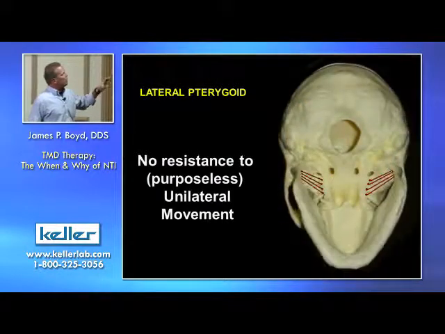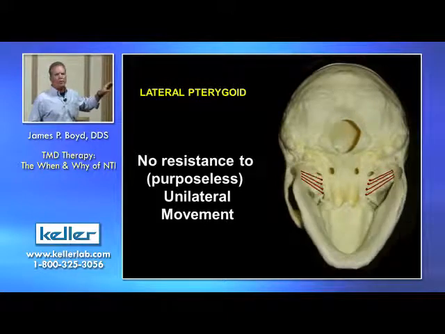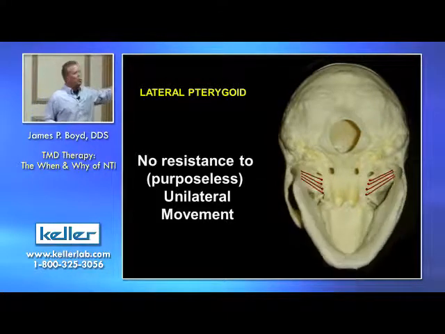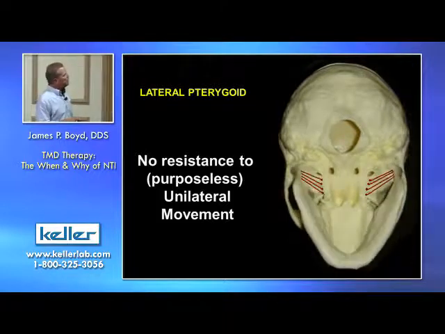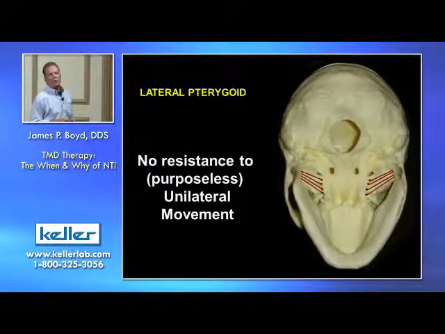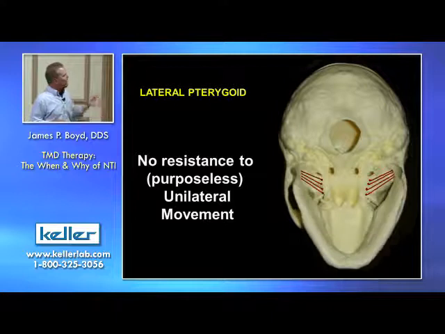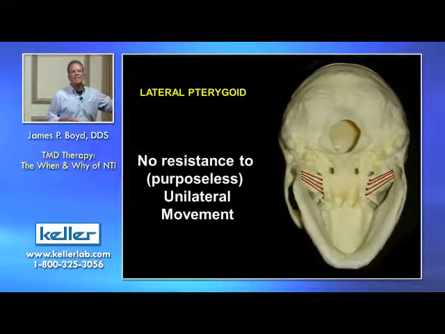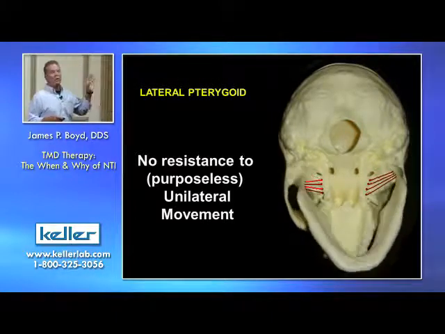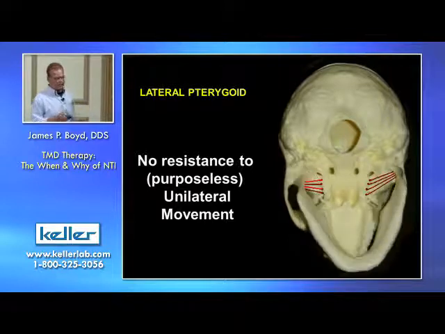Here is a purposeless unilateral movement. There are no teeth occluding in this example. And so this lateral pterygoid, when it contracts independently, not all of the fibers are needed to contract. I only have 4 lines there, so I made 2 of them sort of light up. Here's an unresisted attempt by the lateral pterygoid to advance its condyle.